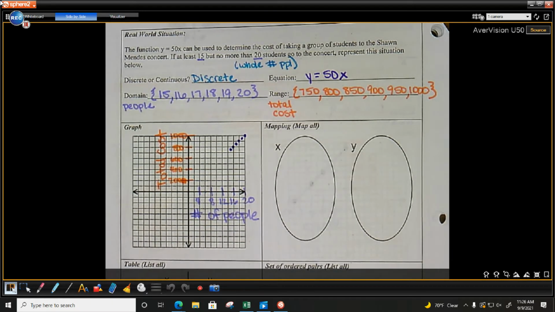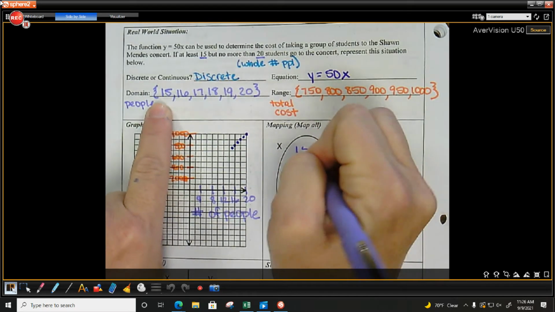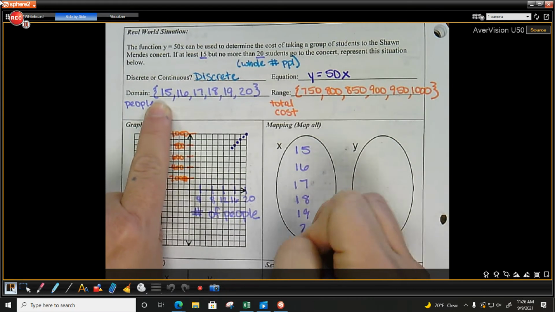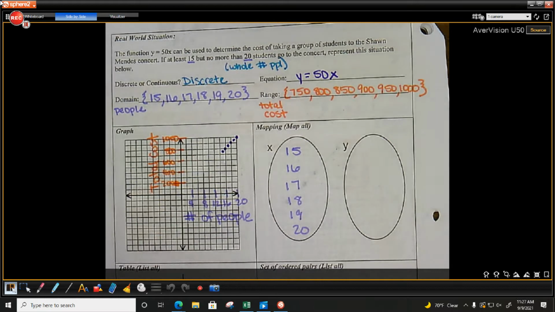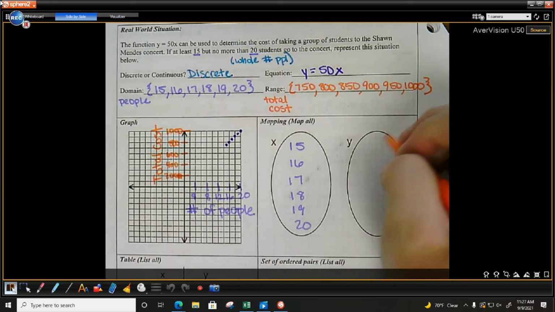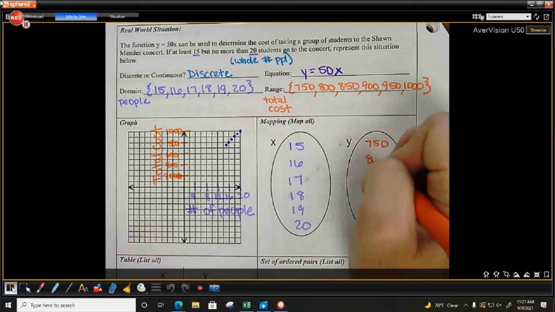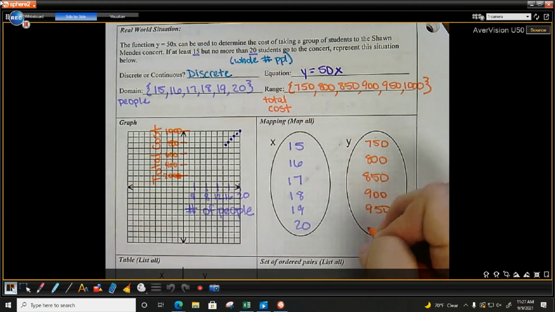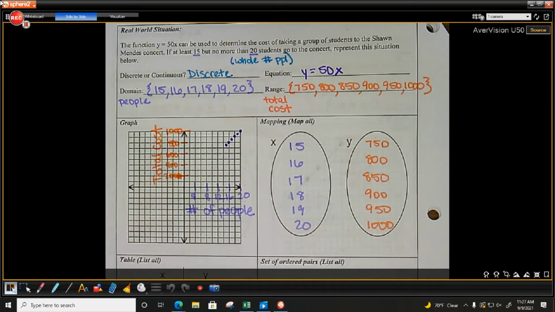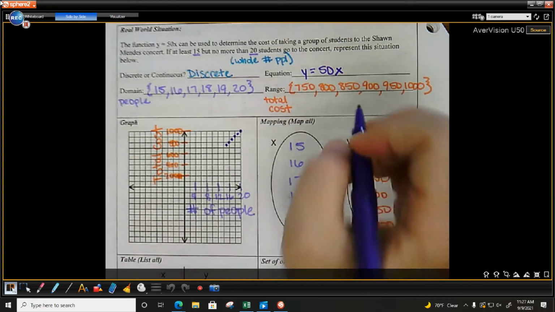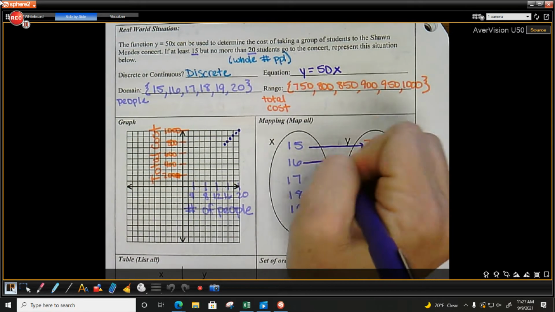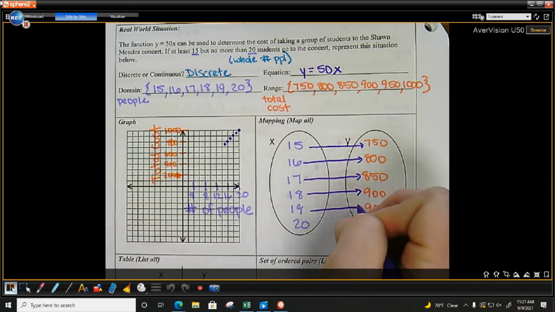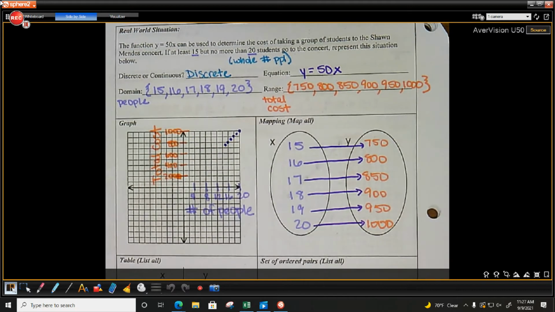Okay, now let's do our mapping diagram. You just do your domain in order, small to big, no repeat, which is already the order of my domain. And then your range, same thing, small to big. And then we need to map them. 15 people cost 750. 16 is 800. 17 is 850. 18 is 900. 19 is 950. And 20 is 1,000.